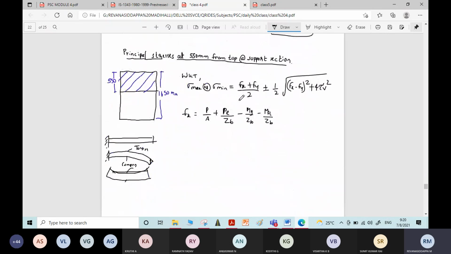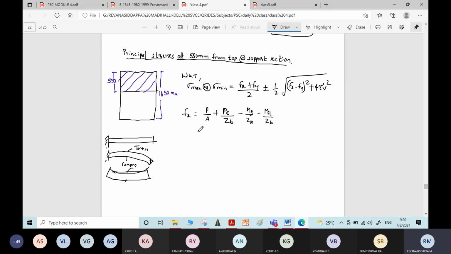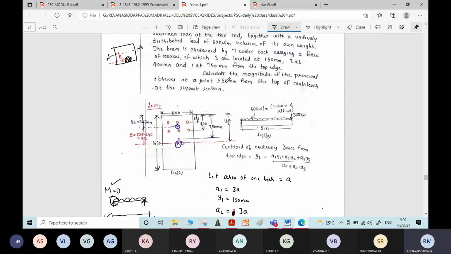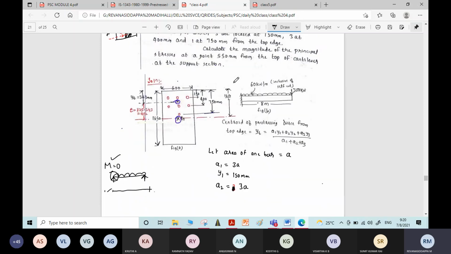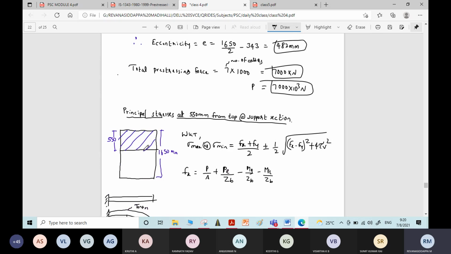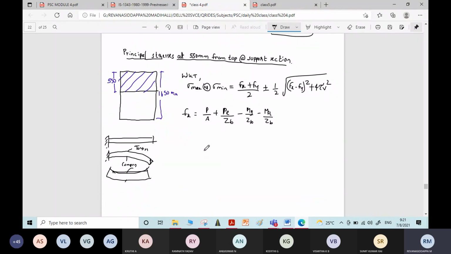Now we will find all these parameters and we will substitute. And one more thing, it is asked to calculate the magnitude of principal stresses at a point 550 mm from the top. Whatever parameters we are finding, we need to find with respect to the depth of 550 mm only.